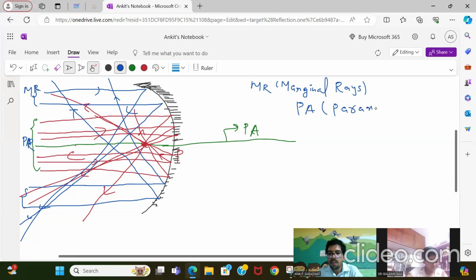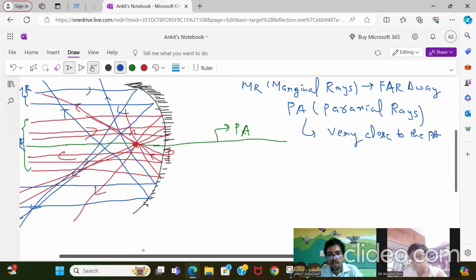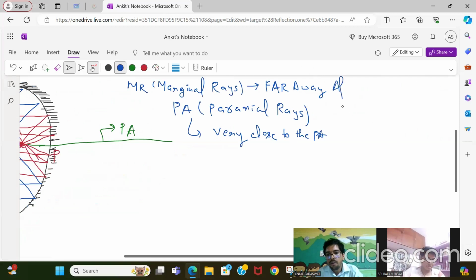So marginal rays are those rays which are far away from the principal axis, while paraxial rays are very close to the principal axis. Clear? So I'm writing here: far away from the principal axis. So see one important thing.